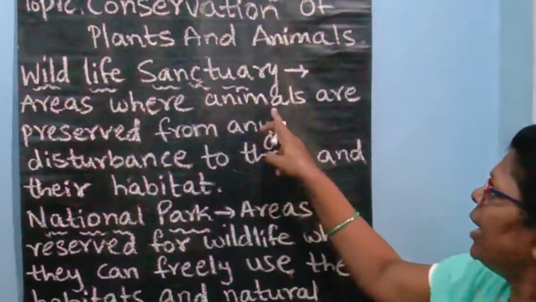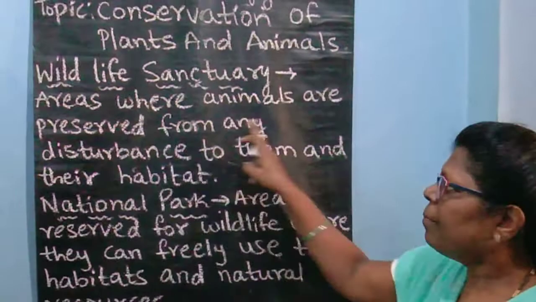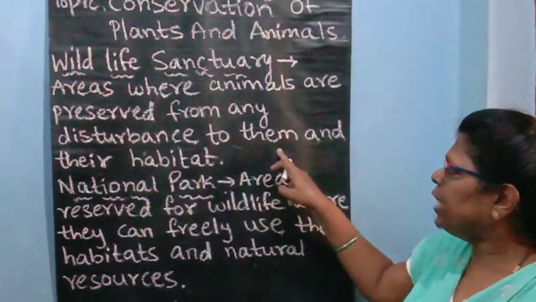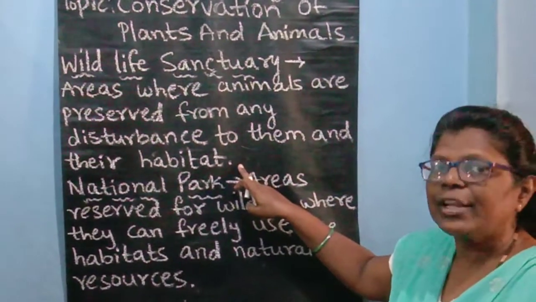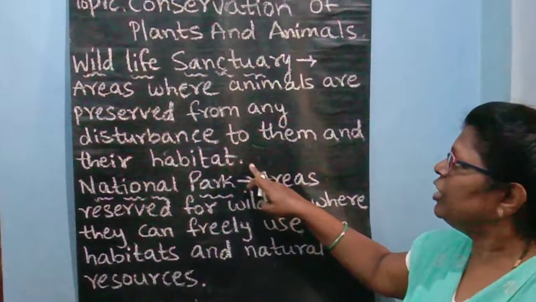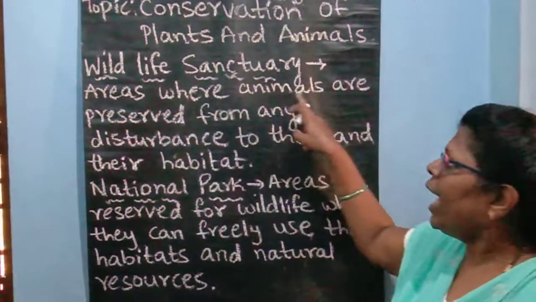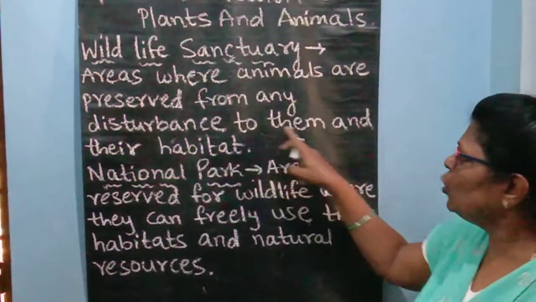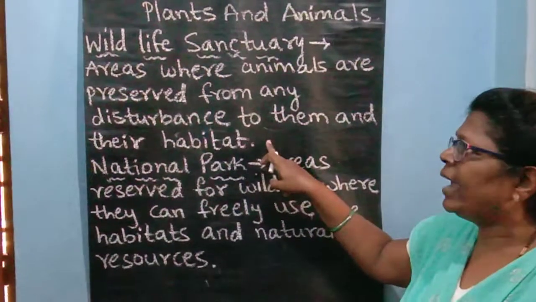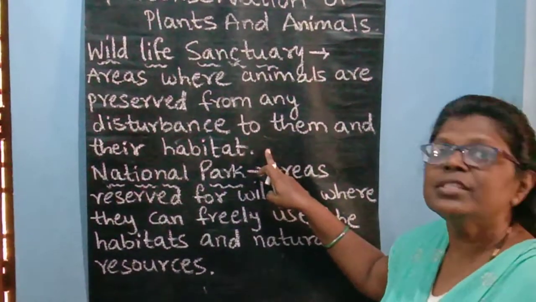Areas where animals are preserved from any disturbance to them and their habitat is called Wildlife Sanctuary. Again I will repeat the definition. Areas where animals are preserved from any disturbance to them and their habitat is called Wildlife Sanctuary.